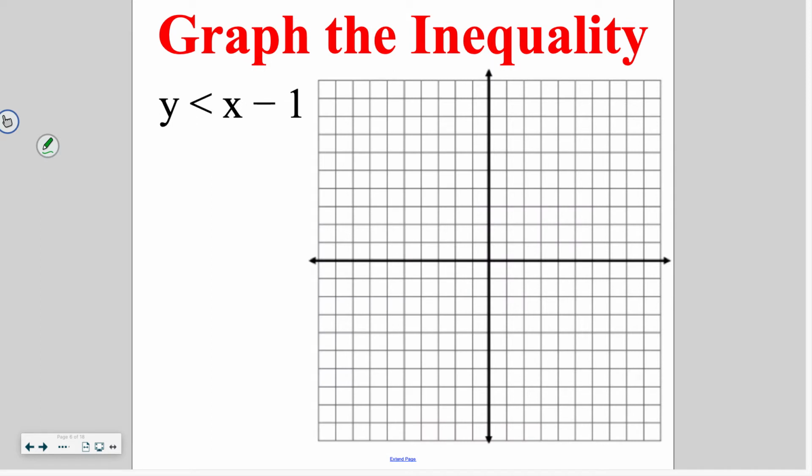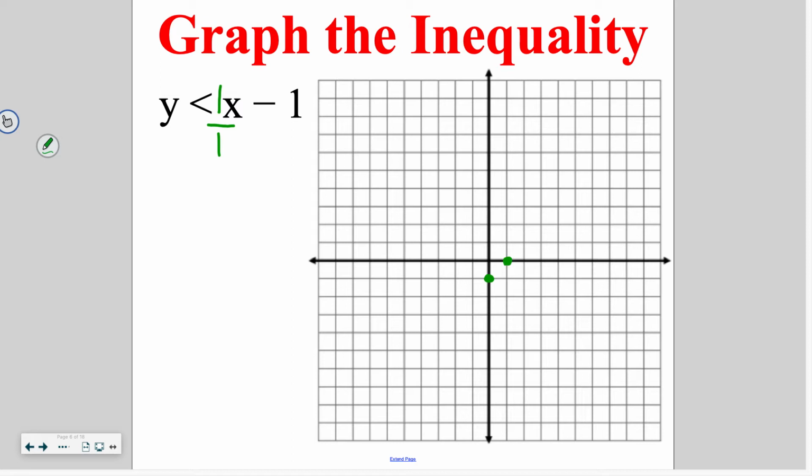Now, when we get to the actual graphing piece, the graphing principles that we learned in Chapter 2 when we were talking about linear equations are the same principles that we're going to use when we are graphing linear inequalities. So this b value is still our starting point. So I'm going to go down on the y. Our y-intercept is -1. My slope is still in front of x. In this case, it's going to be 1 over 1. So I go up 1 and over 1.